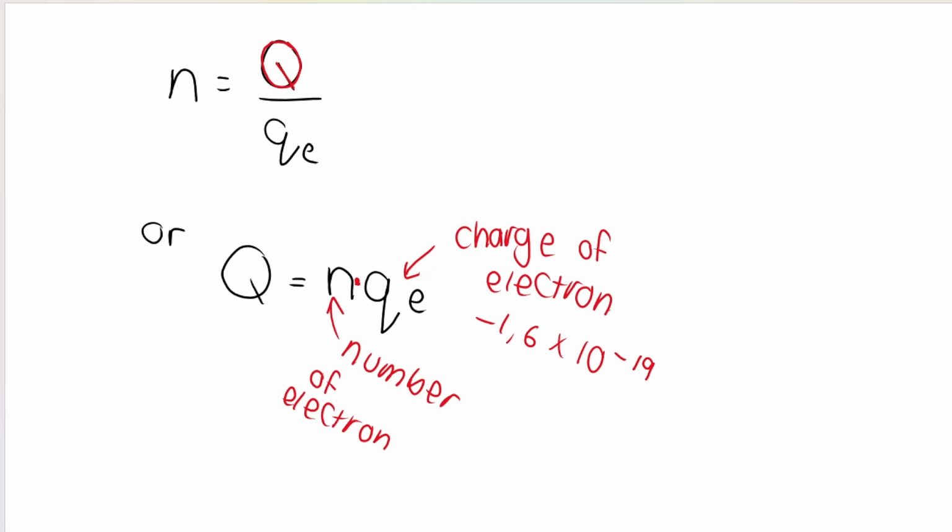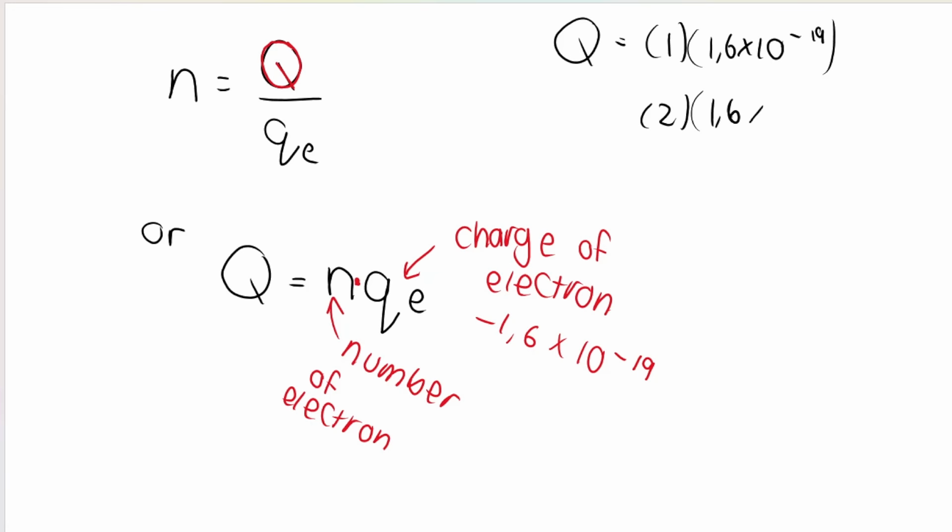It says the charge of all objects in the universe consists of an integer multiple of the charge of an electron, which means that an object can have a charge of 1 times 1.6 times 10 to the negative 19, or 2 times 1.6 times 10 to the negative 19, or 3 times 1.6 times 10 to the negative 19, but not 1.5 times 1.6 times 10 to the negative 19. So it has to be an integer.